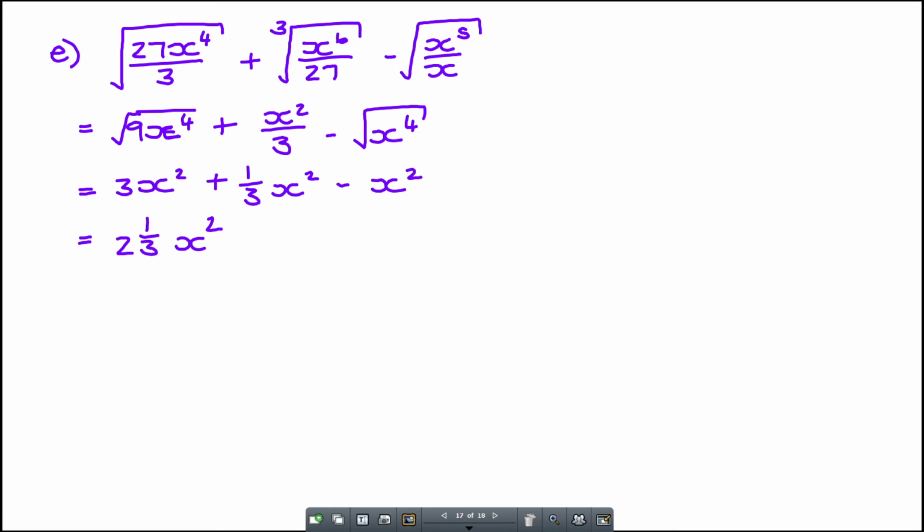Now, square root of 27, I wasn't able to get that. So I first simplified. The 27 over 3 became 9. And then x to the power 4. The square root of 9x to the power 4 gave me 3x to the power 2.